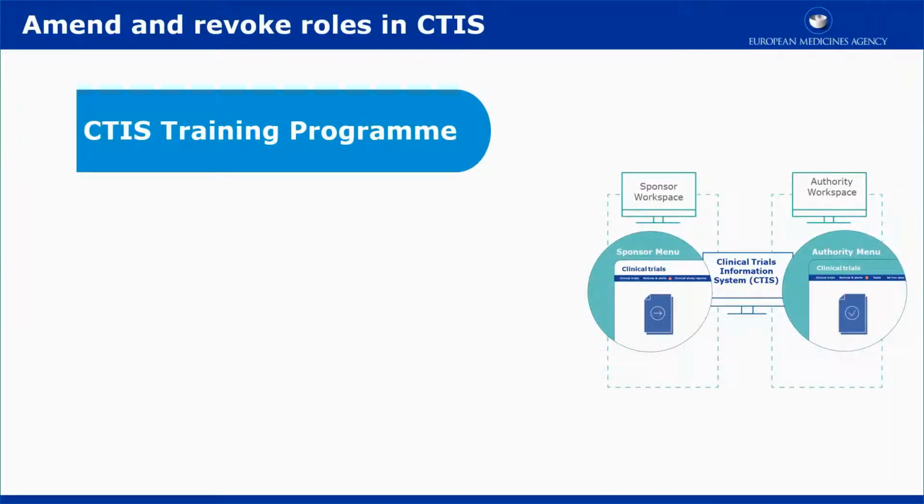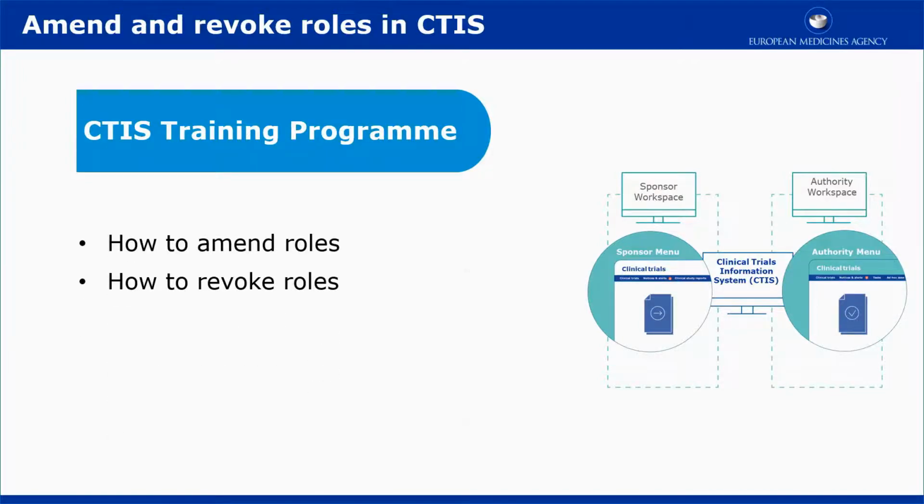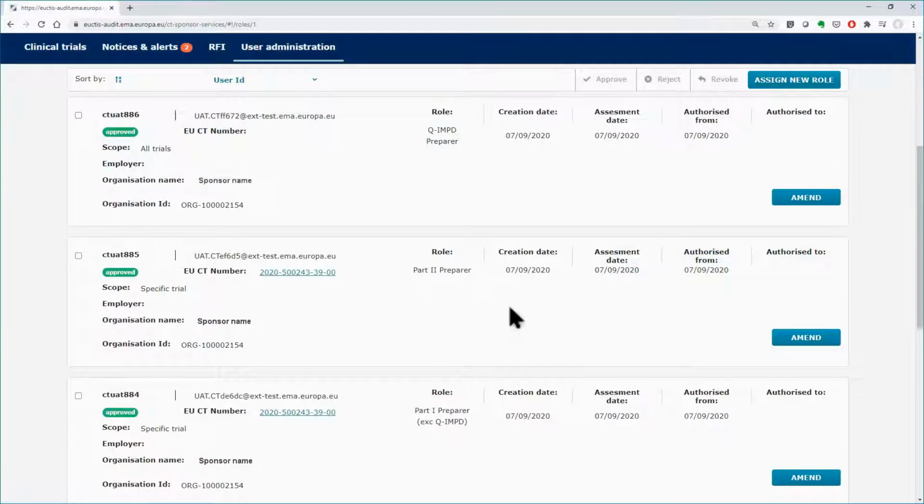This video outlines in short how the administrator can amend and revoke roles that have been assigned to CTIS users. Back to the workspace of the sponsor administrator 883, in the User Administration tab, you can view the assigned roles. Select one of the roles that have been approved and is listed below. Click on the Amend button.